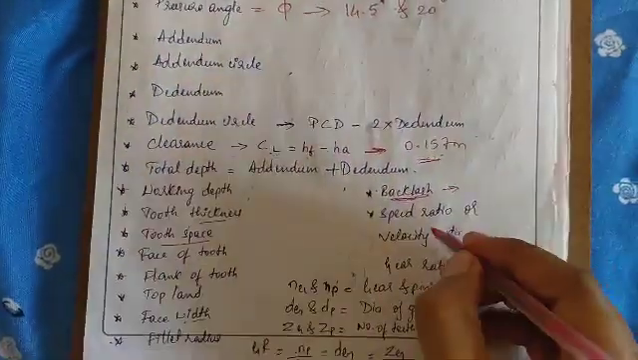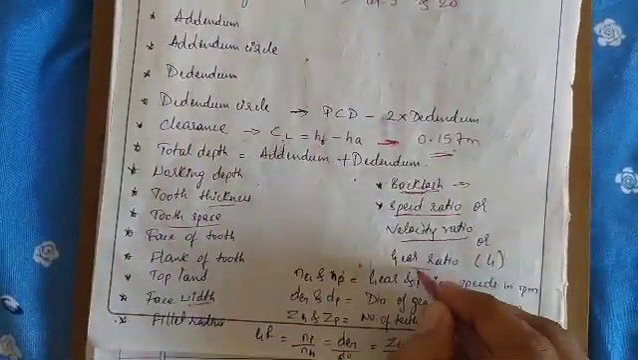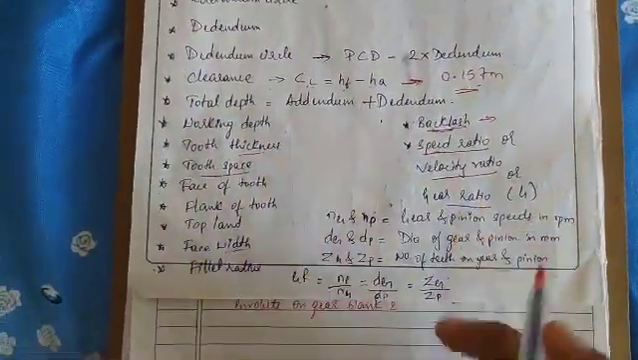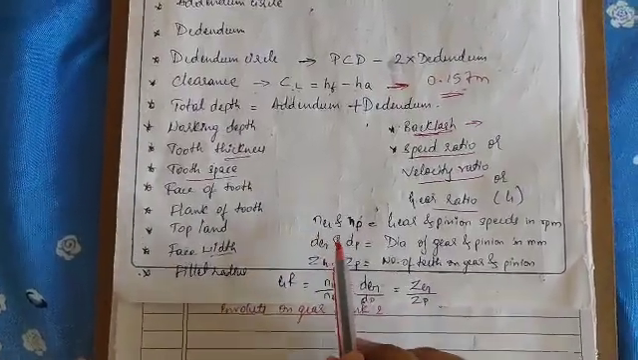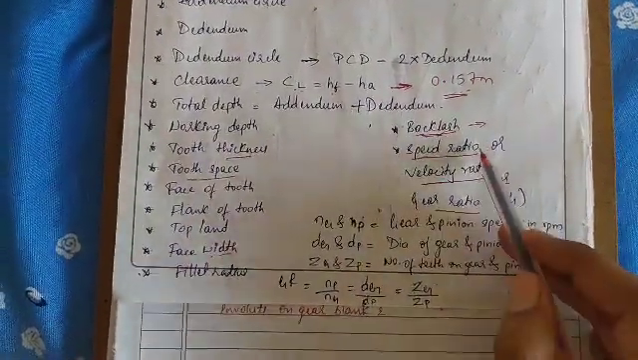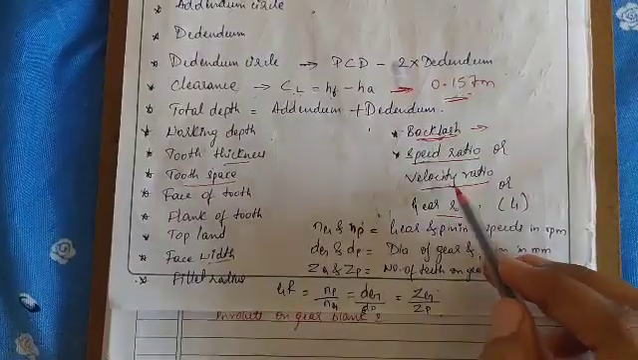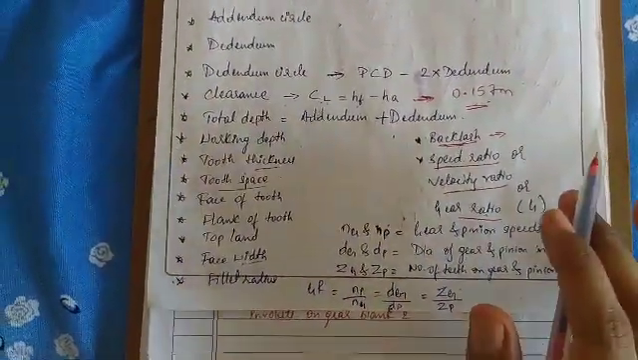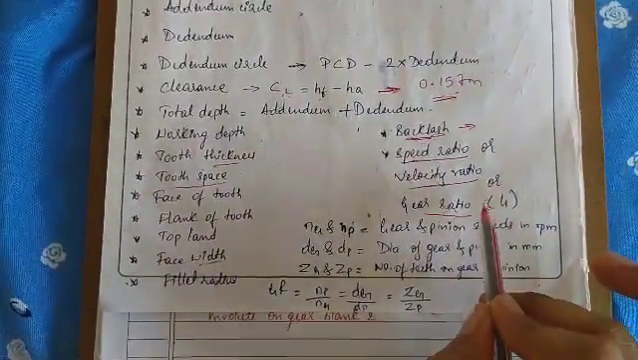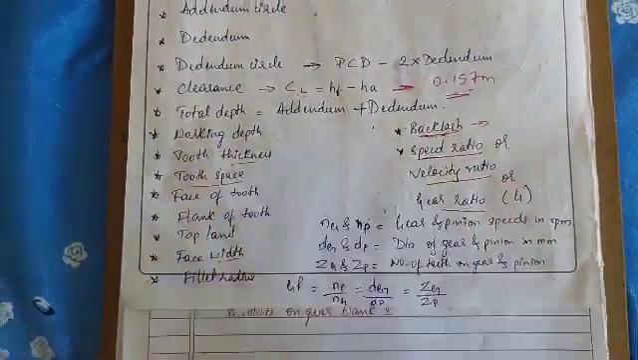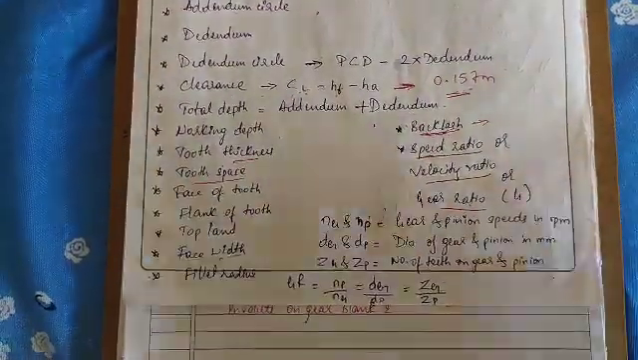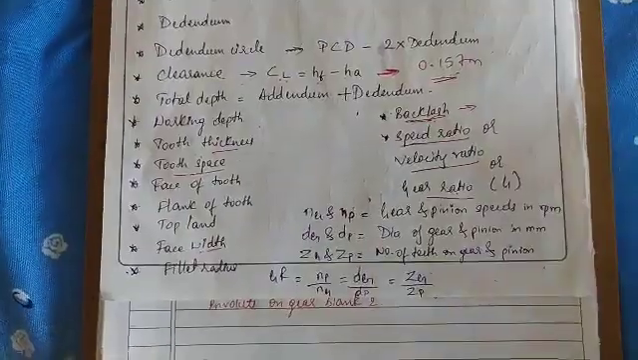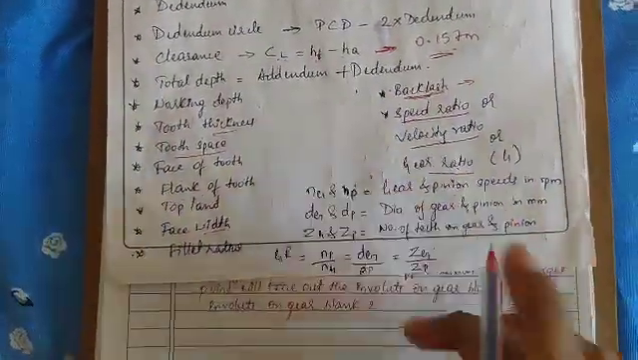And another term, speed ratio or velocity ratio or gear ratio, is very important for the design of gears. We can call it a velocity ratio also, a gear ratio also, all these are the same. It is defined as the ratio of pinion speed to the gear speed, or the ratio of the number of teeth on the gear to the number of teeth on the pinion, or the ratio of the diameter of the gear to the diameter of the pinion.